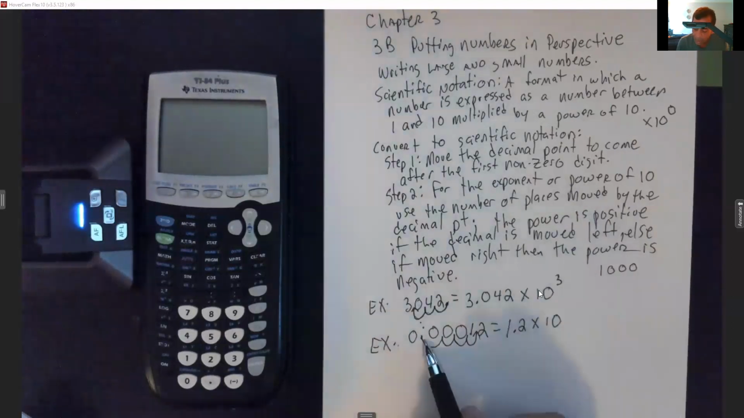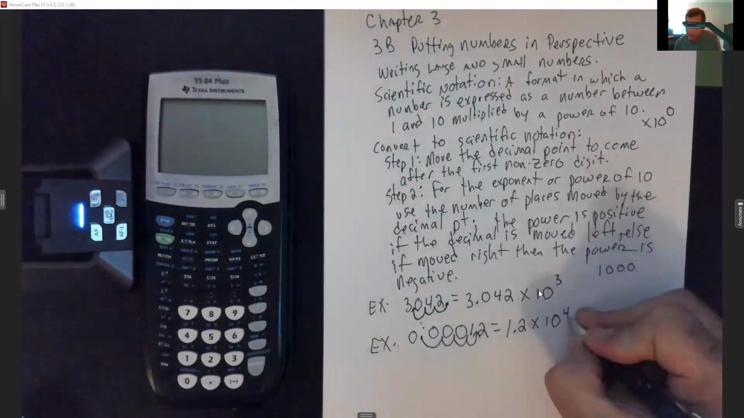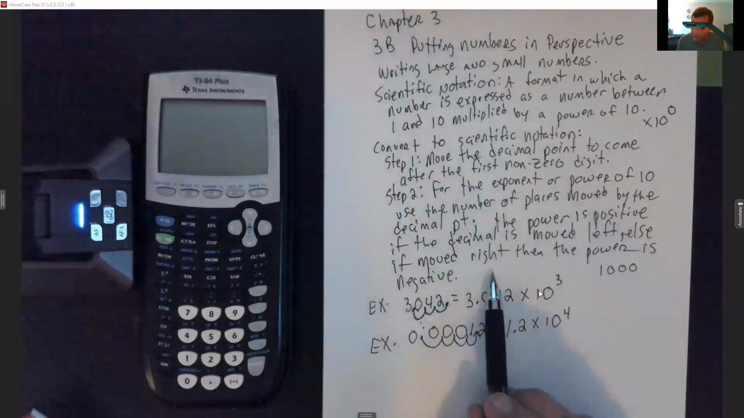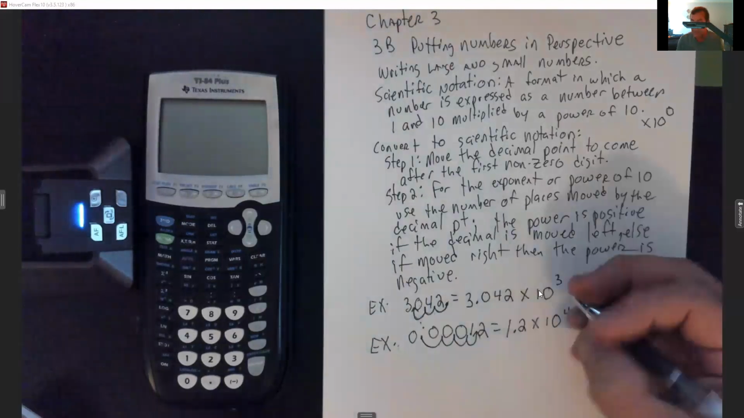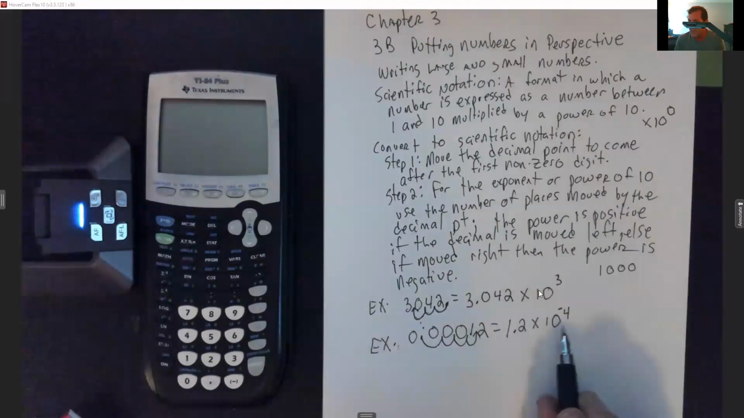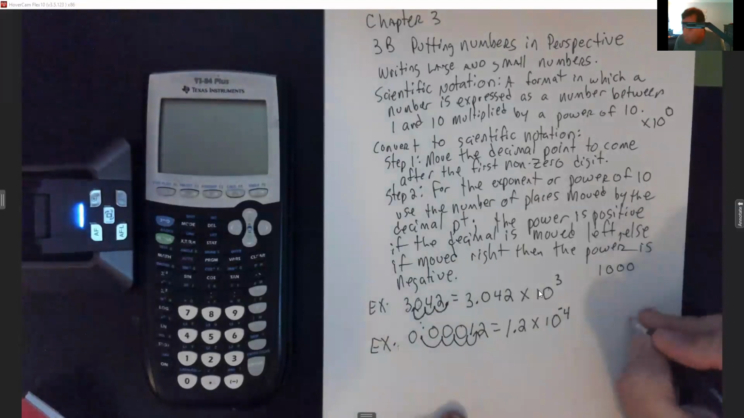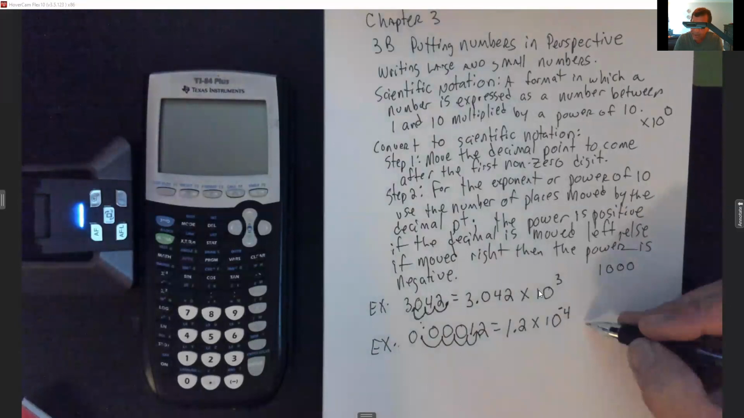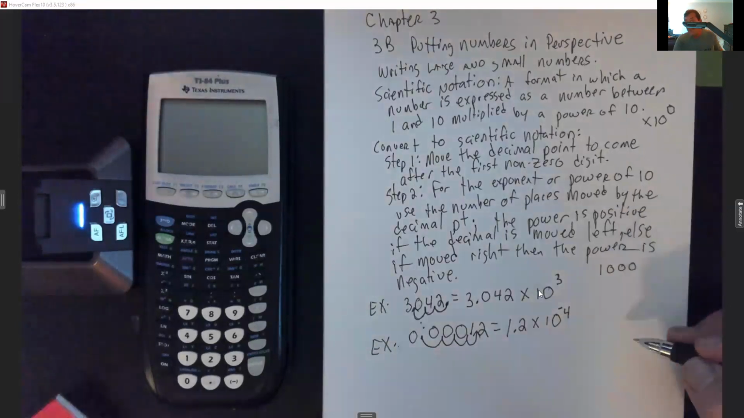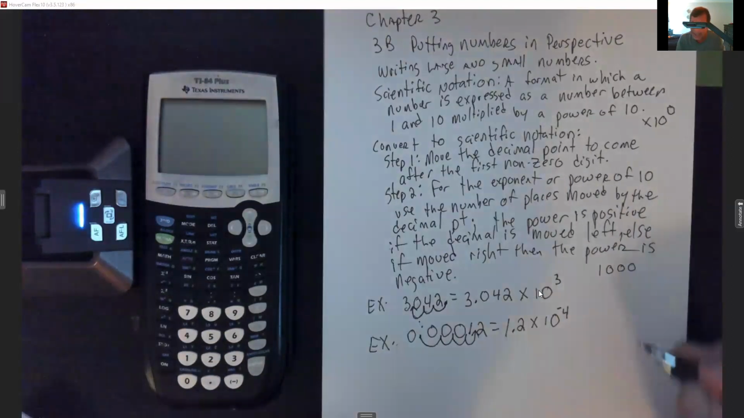So now we did what? 1, 2, 3, 4 moves. So I put my 4, and we said here, if we moved right, the exponent is negative. So remember, 10 to the negative 4th is like 0.0001, which would be what? Your tenths, hundredths, thousandths, ten thousandths. So that'll be 10 thousandths with the TH at the end.